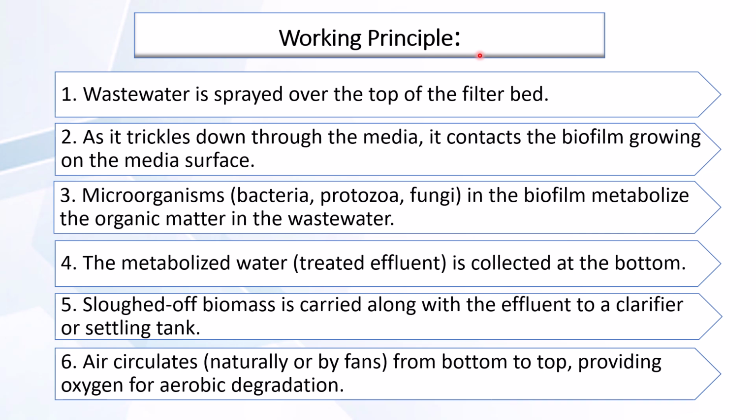So working principle of trickling filter is as follows. The wastewater is sprayed over the top of the filter bed. As I have discussed earlier, as it trickles down through the media, it contacts with the biofilm growing on the media surface. The microorganisms like bacteria, protozoa in the biofilm, they metabolize the organic matter. That treated effluent is collected at the bottom. Then the biomass is carried along with the effluent to a clarifier or the settling tank, and the air is circulating from the bottom to top, providing oxygen for the degradation.